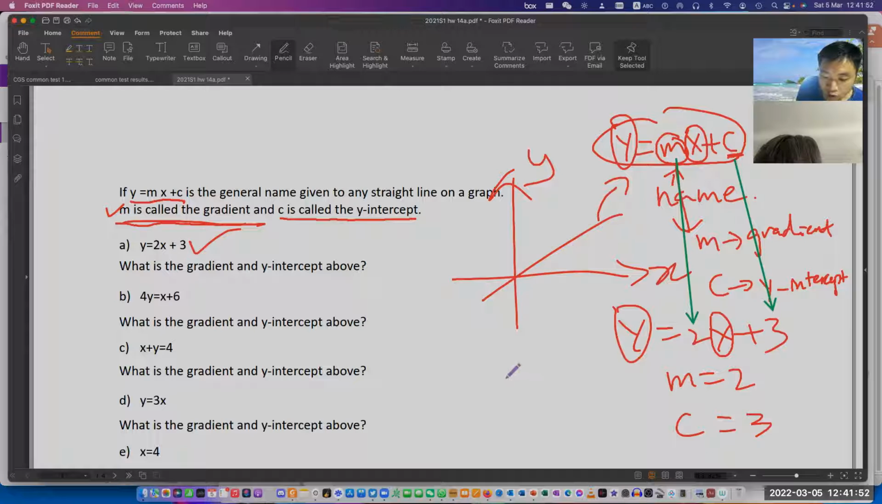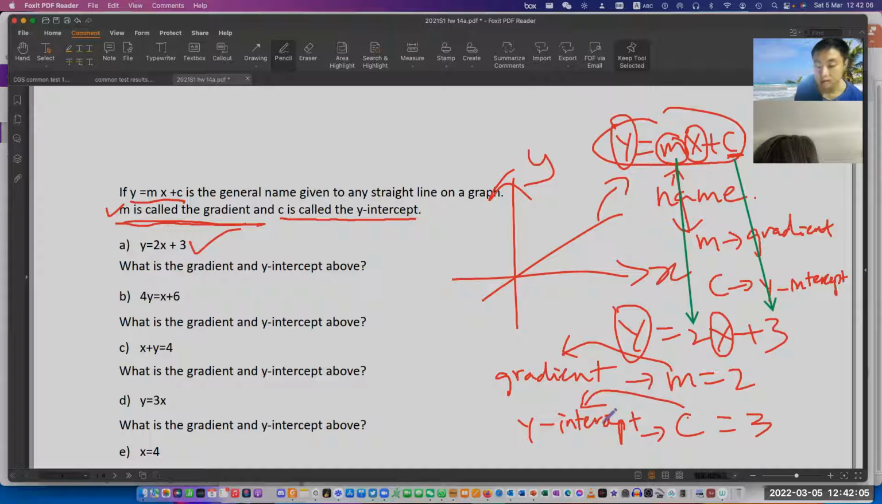I'm not going to use the words gradient and y-intercept going forward because I'm going to use m to represent gradient and c to represent y-intercept. I'm going to use m and gradient interchangeably. So next time when I say m, you need to know it's gradient. Next time when I use c, you need to know it's y-intercept. What are they? Names.